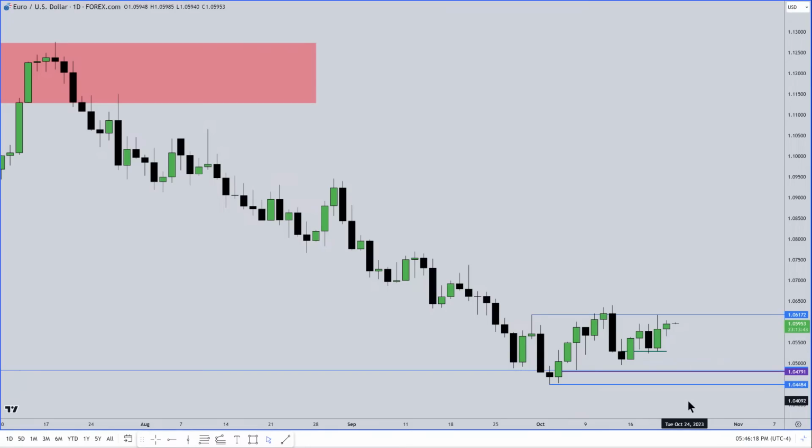Because I'd like to see it doesn't mean that it has to do it. I'm not trying to impose my will on it. But if it does that, then it gives me a lot of confidence going into Monday to anticipate further weakness.